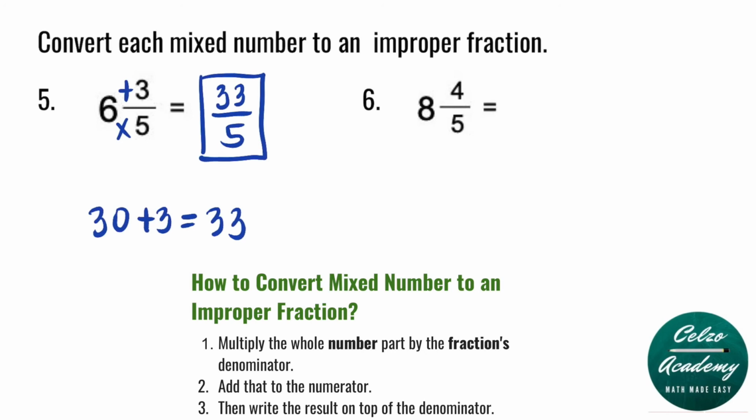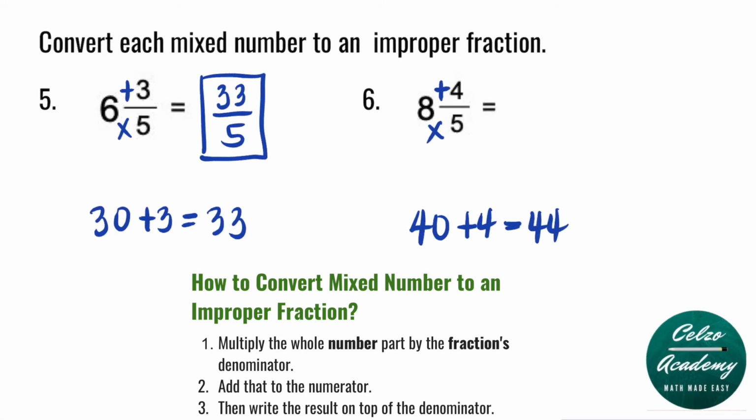Question number 6. 8 4/5. Step 1 is to multiply the whole number 8 and denominator 5. 8 times 5 is 40. Next, we will add the 40 to the numerator 4, and 40 plus 4 is 44. So the numerator is 44, and the denominator is 5. So the equivalent of 8 4/5 in improper fraction is 44 over 5.